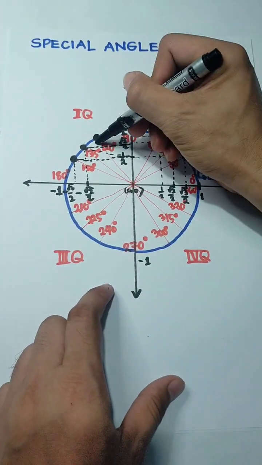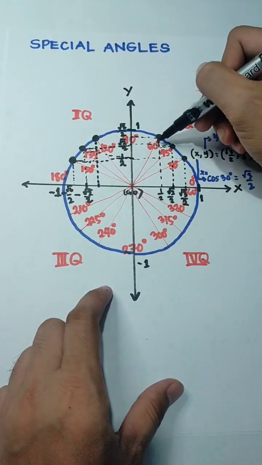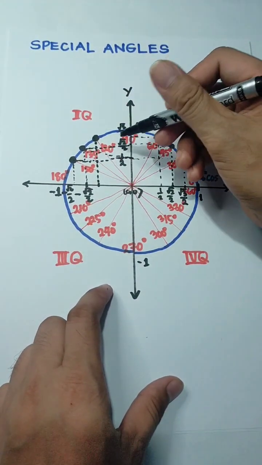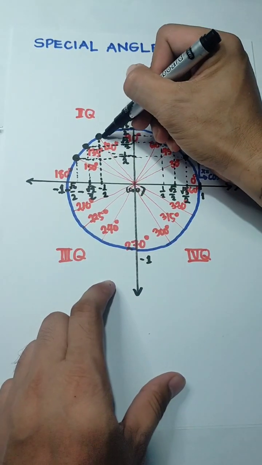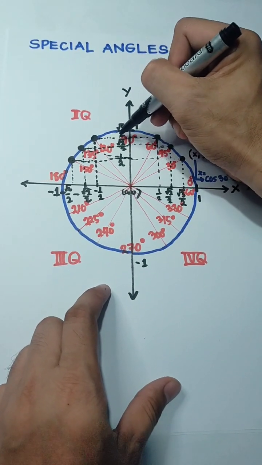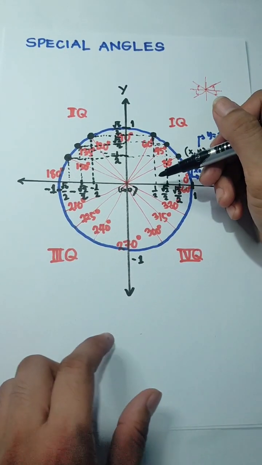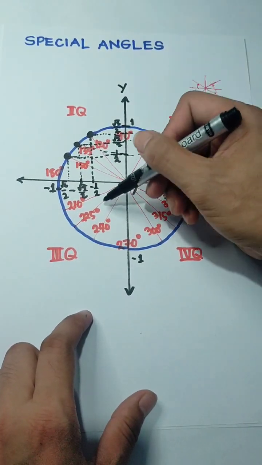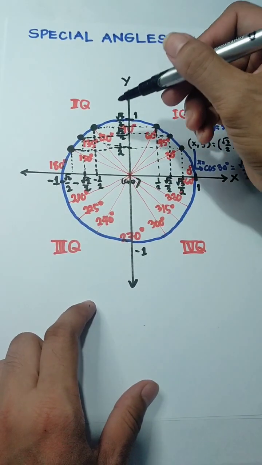120 degrees. So the x is, just like in 60 degrees here, 1/2, but this time it's negative 1/2 because it's on the negative x-axis. And then the y is square root of 3 over 2, since this is in the positive y-axis. So you can continue the same process here in the third quadrant.